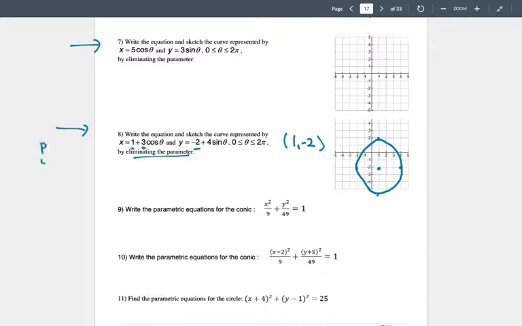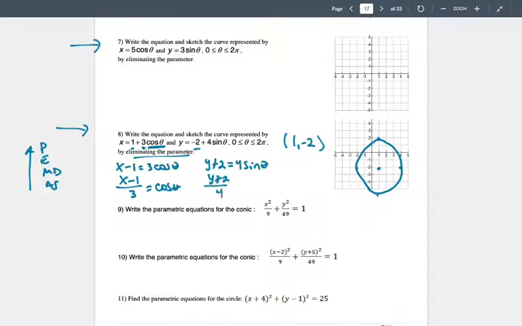So remember, when you solve an equation or you try to isolate, like I'm going to try to isolate that cosine theta, I've got to undo my order of operations backwards. So I'm going to subtract the 1 first, then I'm going to divide by 3, and then I'm going to do the same thing over here. So y plus 2 equals 4 sine theta. And then y plus 2 over 4 equals sine theta. And then when you write the rectangular equation, we're going to put it in our Pythagorean identity.